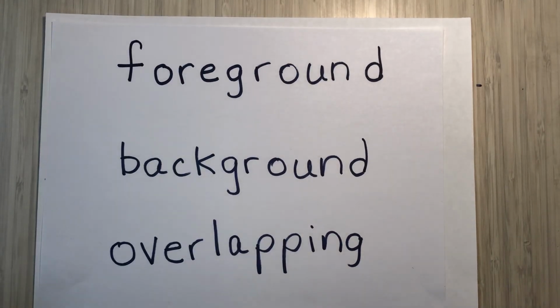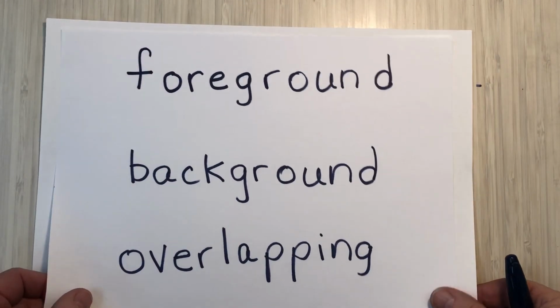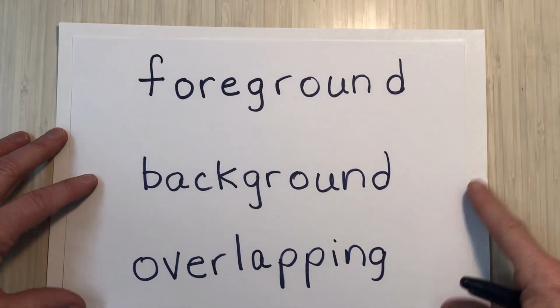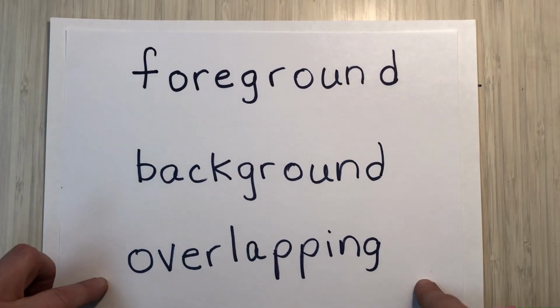Hello artist friends. So today we are going to be making our cityscapes on our big paper. But before we do that, we need to talk about three important terms for you to know. And they are foreground, background, and overlapping.